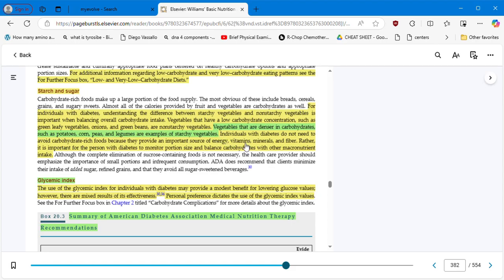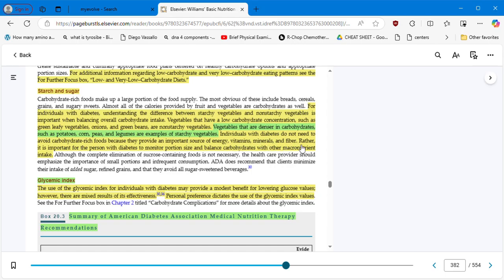So if you are getting that bag with your protein, you are not going to put a side of rice on top of those starchy vegetables, or potato, or yuca, or beans. No, that's a no-no. So individuals with diabetes do not need to avoid carbohydrate-rich food because they provide an important source of... Yeah, we don't need to avoid it. So that ketogenic diet is not recommended.